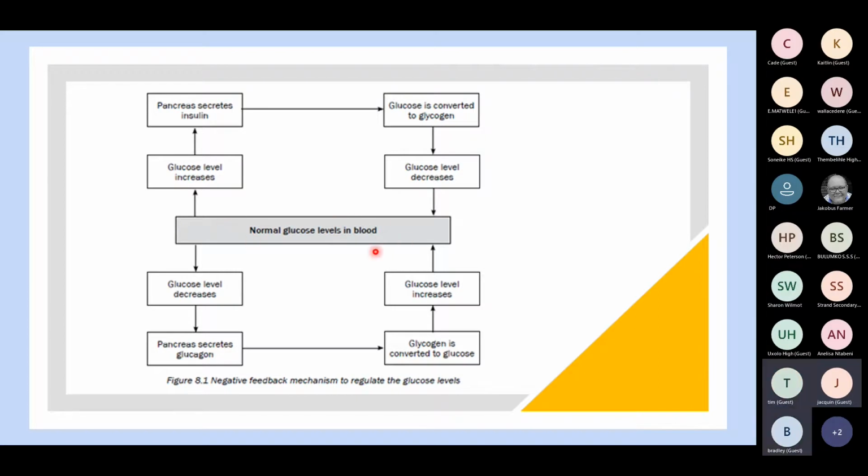Starting off, everything is normal, grade 12s. When glucose levels decrease, which gland? Pancreas. Which hormone? Glucagon. Where is it going? The liver. What does the liver do? Glycogen is converted to glucose. And if glycogen is converted to glucose, it increases the glucose levels, which will then have a negative feedback effect, bringing the glucose levels back to normal.